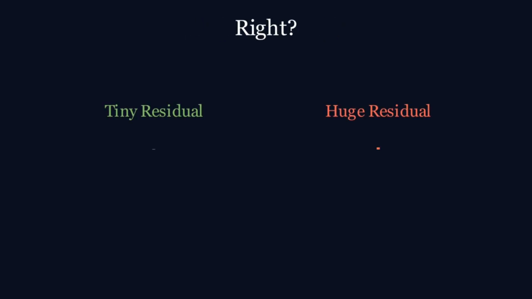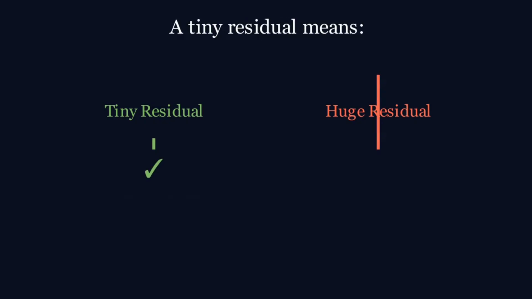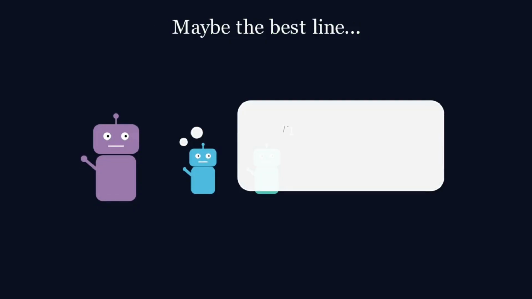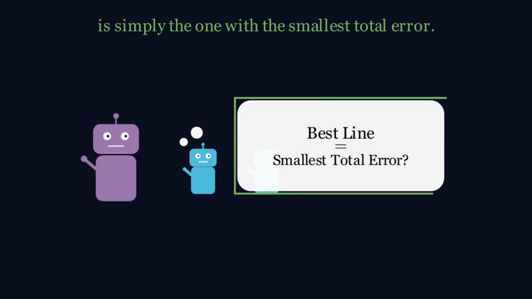And intuitively, that feels useful, right? A tiny residual means good prediction. A huge residual means, okay, something went wrong. So maybe, just maybe, we found our answer. Maybe the best line is simply the one with the smallest total error. But there's a problem, a surprisingly sneaky one.